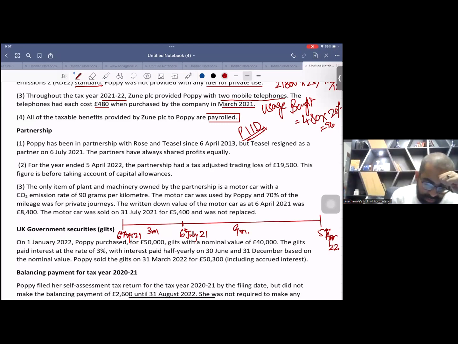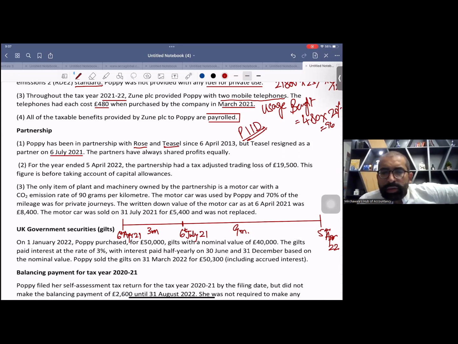Be active. Now, Poppy has been in partnership with Rose and Tees since 6th April 2013, years back, but Tees resigned as a partner on 6th July 21. So during the accounting period, one partner resigned. We all know that whenever any partner joins or resigns from the partnership, the partnership agreement changes.